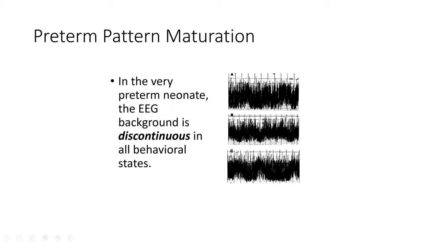And we have this loss of continuity or continuous activity, right? It's expected that they would have this. So we want to think about what is expected for age, and then what we see on the aEEG. Because these are preterms, these aren't ill brain EEGs, these are maturing aEEGs. I don't want to confuse the issue too much, but discontinuous is normal in every behavioral state for the very preterm baby.